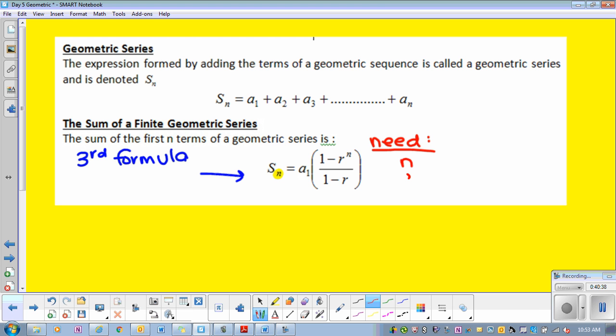Yeah, a sub 1. And what else do you need? R. Those three things you need for this. You need the n, the a sub 1, and you need the r. Which is pretty good, right? A sub 1 and the r you just need for all the other formulas anyway, right?